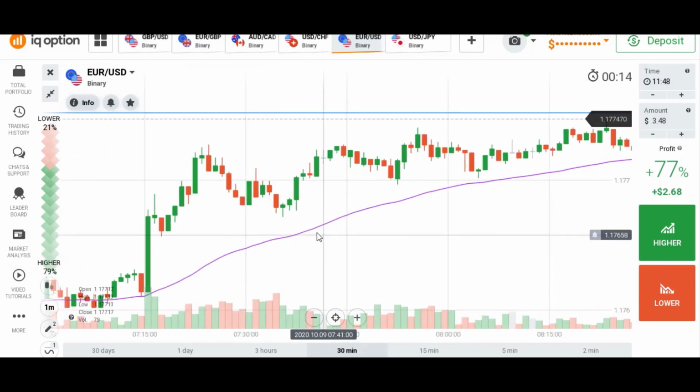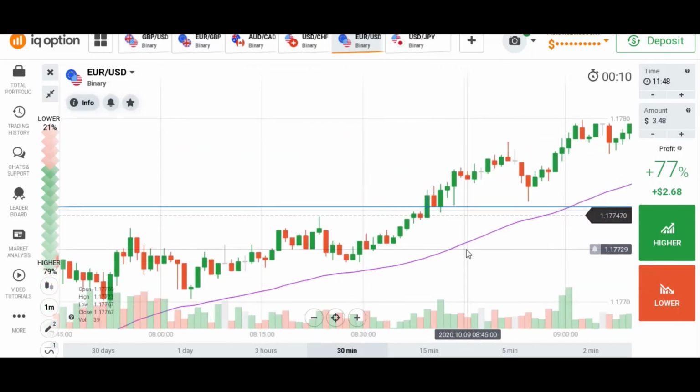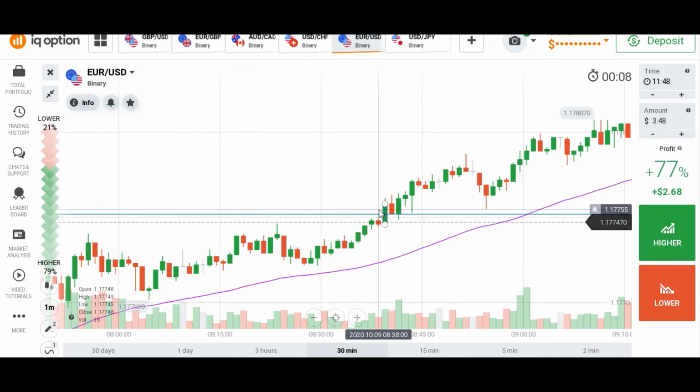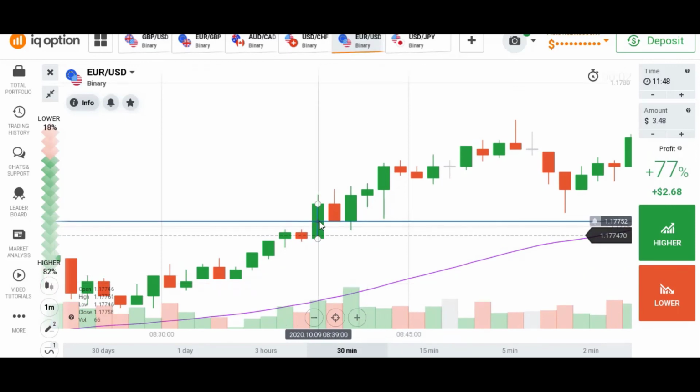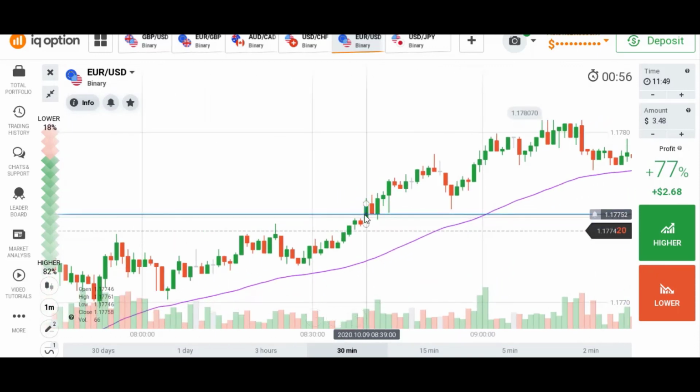Okay, so this is the actual psychology of this kind of SNR level, and we can place our trade fearlessly in this type of SNR level.